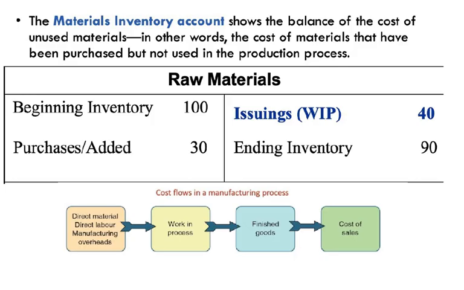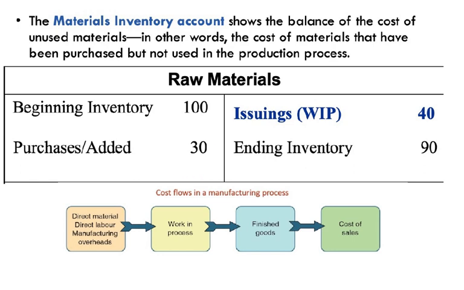Now, the first one is the direct materials or the raw materials. Now, the raw materials show the balance of the cost of unused material. In other words, the cost of materials that have been purchased but not used. We will start with an opening stock or opening inventory on the debit side, and then we will add our purchases also on the debit side.